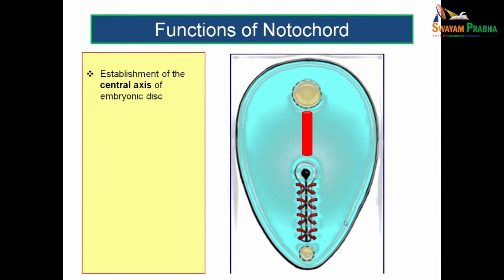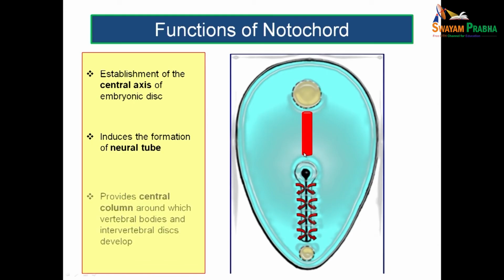Now, what are the functions of the notochord? The notochord helps to establish a central axis for the embryonic disc. So, this is the notochord, and once the notochord is formed, it helps to establish a central axis for the embryonic disc. Once the notochord is formed, it will now induce the formation of the neural tube.